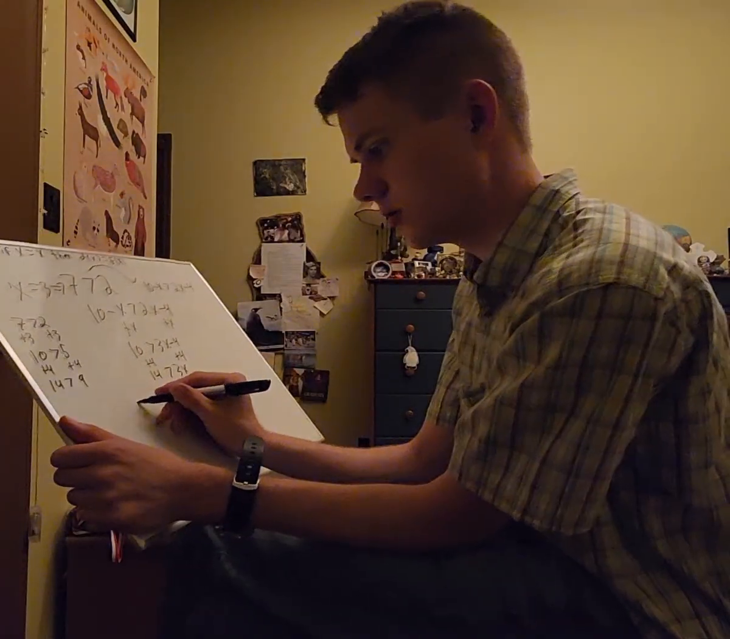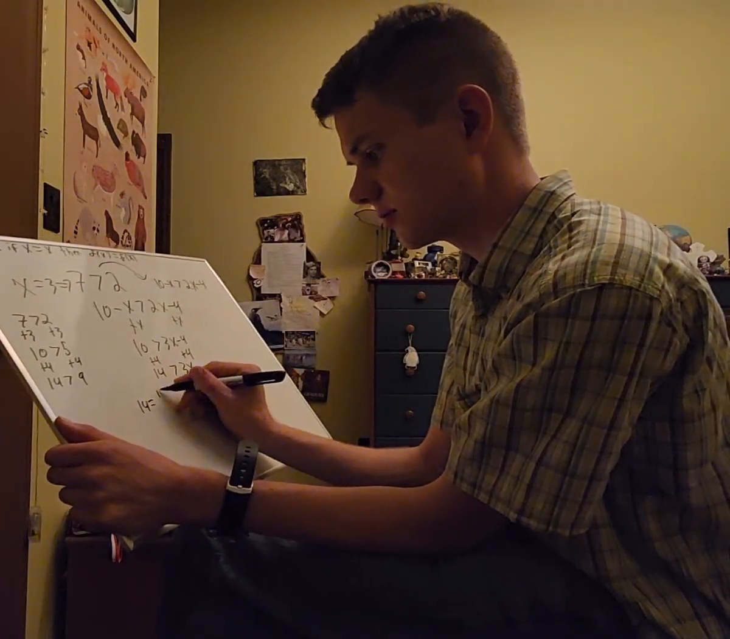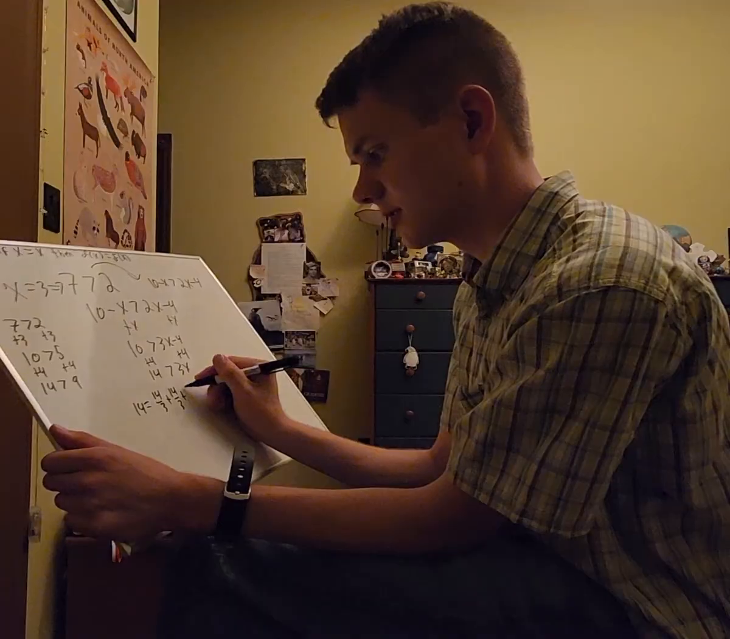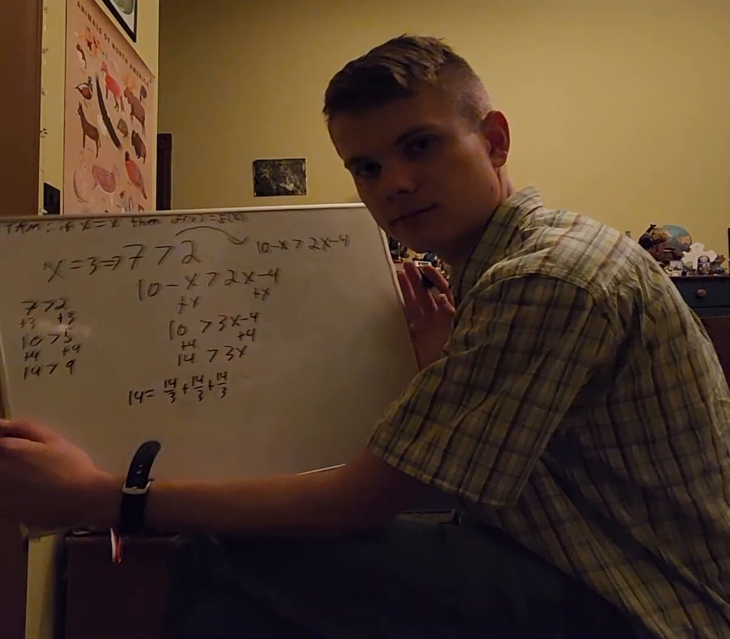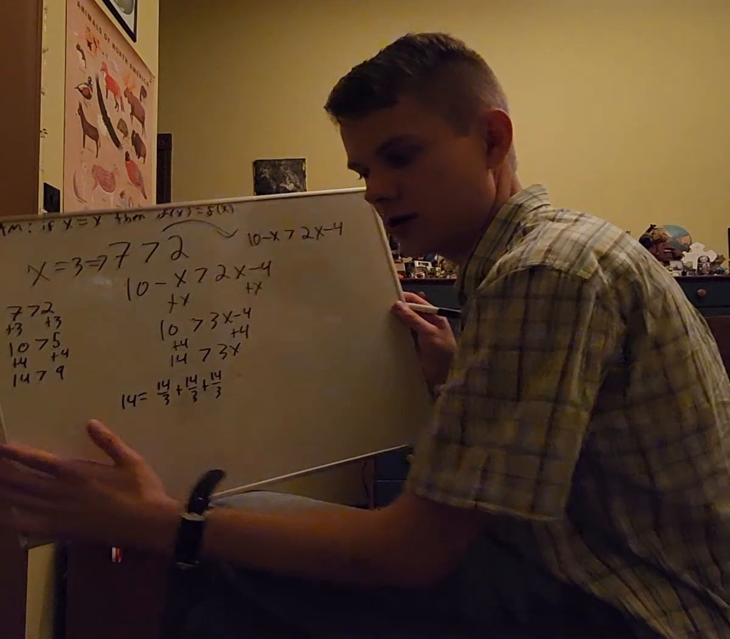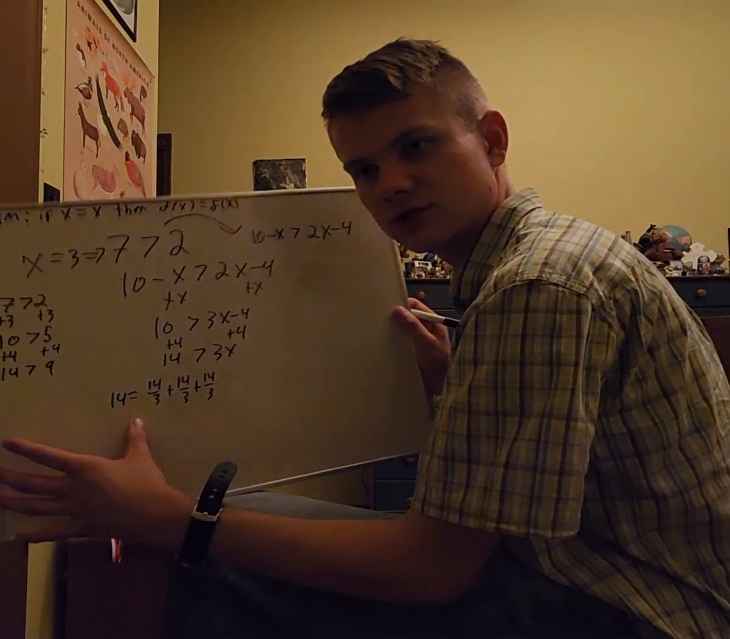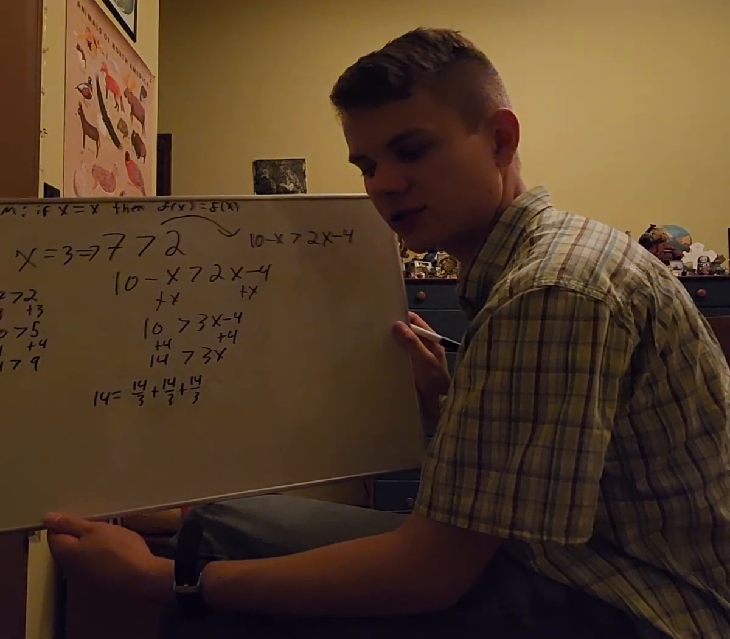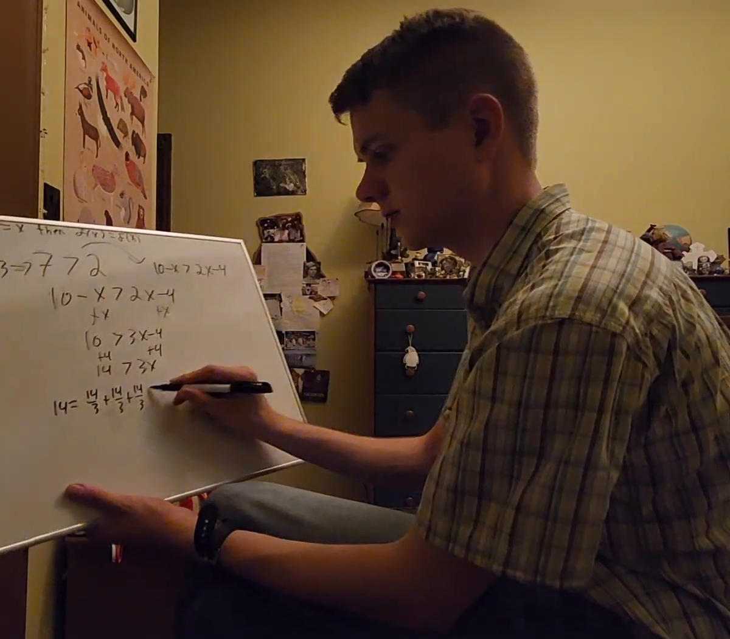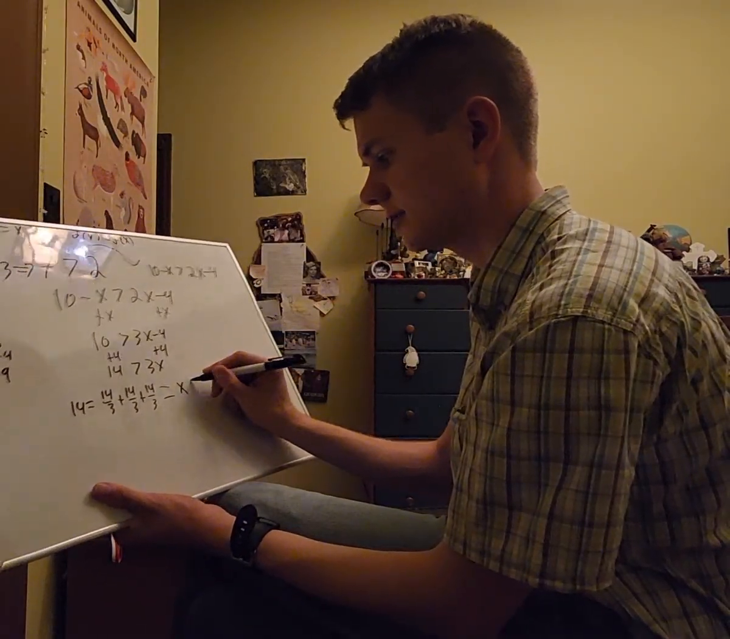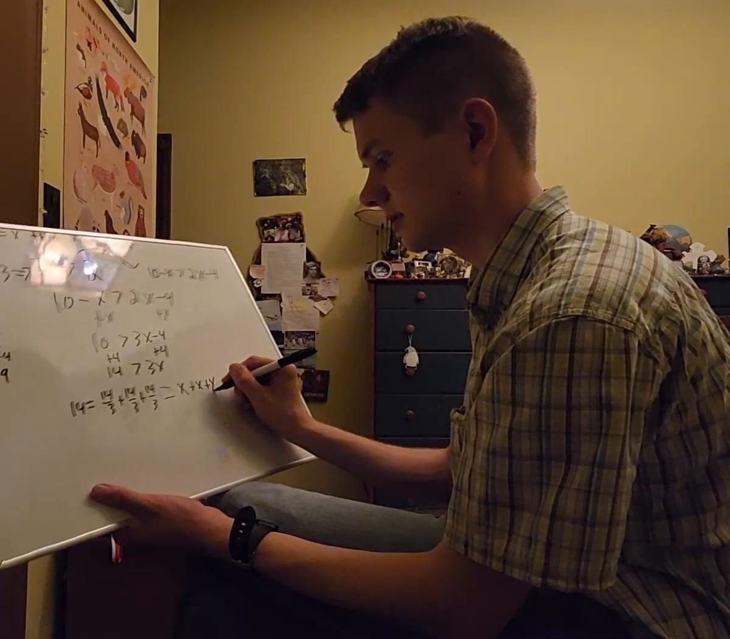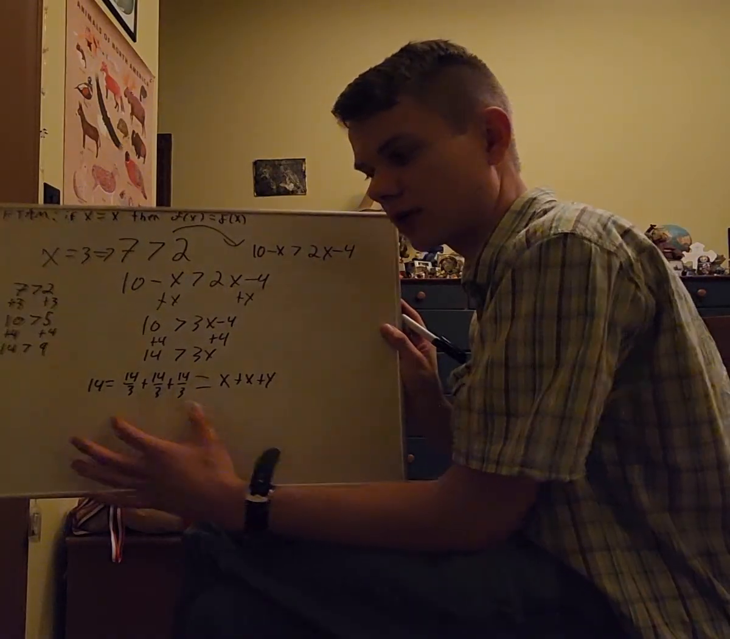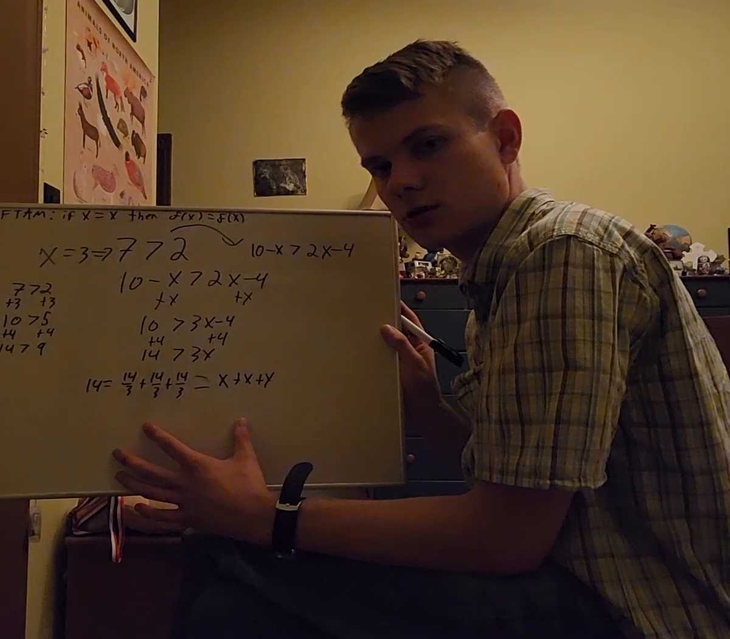So 14 is equal to 14 thirds plus 14 thirds plus 14 thirds. Right? Because 14 plus 14 plus 14, well, that's 14 times 3. And then we divide by 3, which is just 14. Okay, so 14 thirds plus 14 thirds plus 14 thirds is equal to x plus x plus x. Right? We are just rewriting how we're summing this. Okay?